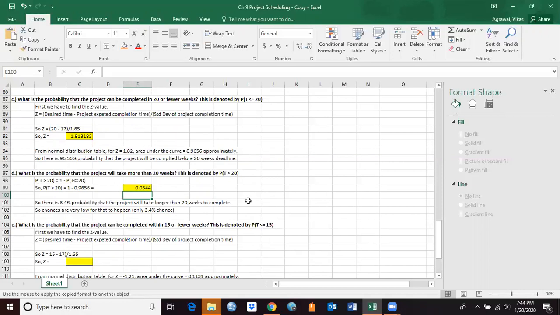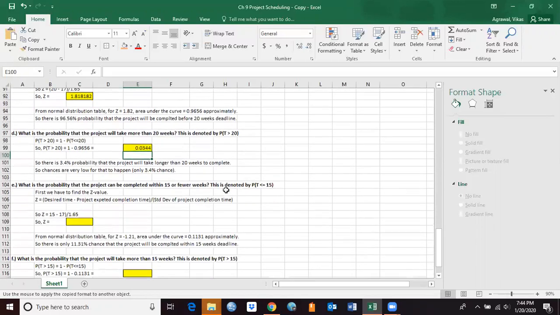If I ask you what are the chances that the project will be done within 17 weeks, I guess I answered that before, right? 17 is the expected time, the mean of the distribution, and the area under the curve up to the mean is 50%. So there is only a 50% chance that the project will be done within 17 weeks. As you go lower, the chances of completing the project get lesser and lesser.